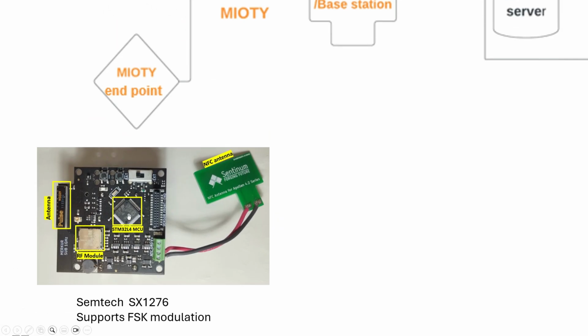So this is our hardware used for the end devices. The same hardware for the LoRa end node and the same for the mioty endpoint. We have here a printed antenna. We have here an STM32L microcontroller to control this board. And we have here the important part, the RF module.